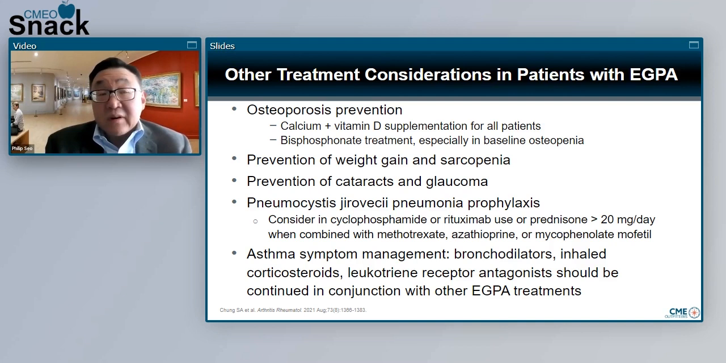It's important to consider also that patients who have other risk factors for cardiac disease, that glucocorticoids add to that list. So you want to be proactive about that as well.